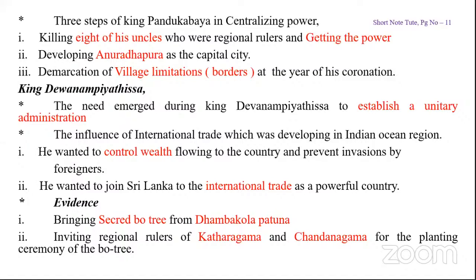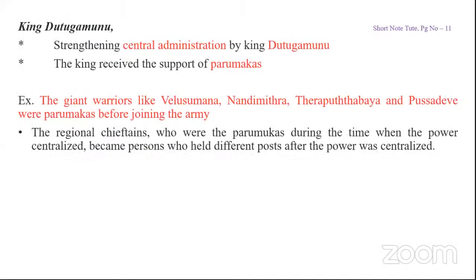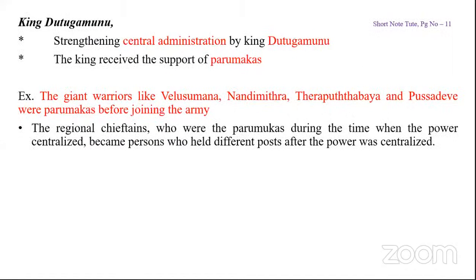Moving on to the next one. Dutugemunu had taken the baton after that. What did he do? He strengthened the central administration. How did he strengthen the central administration? He got the help of the Parumakas. You know, the giant warriors like Velusumana, Nandimitra, Theraputtabhaya, Pussadeva, they were Parumakas before joining the army. The regional chieftains who were the Parumakas during the time when the power was centralized became persons who held different posts after the power was centralized.